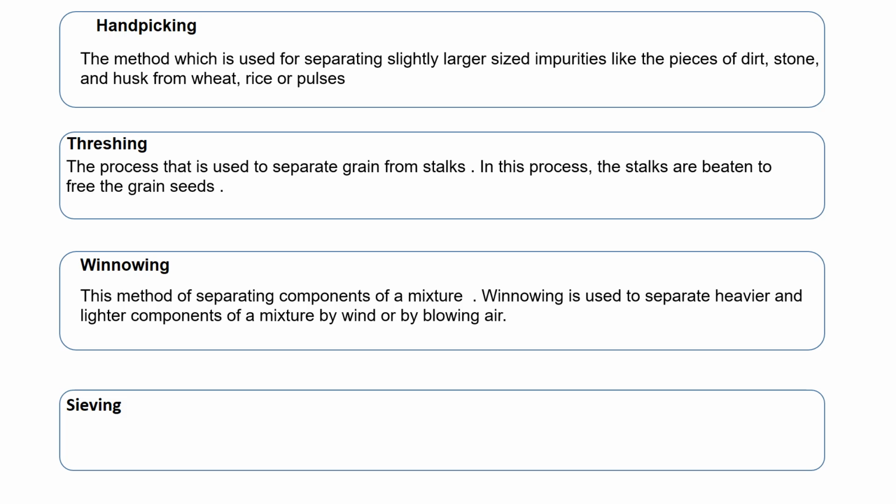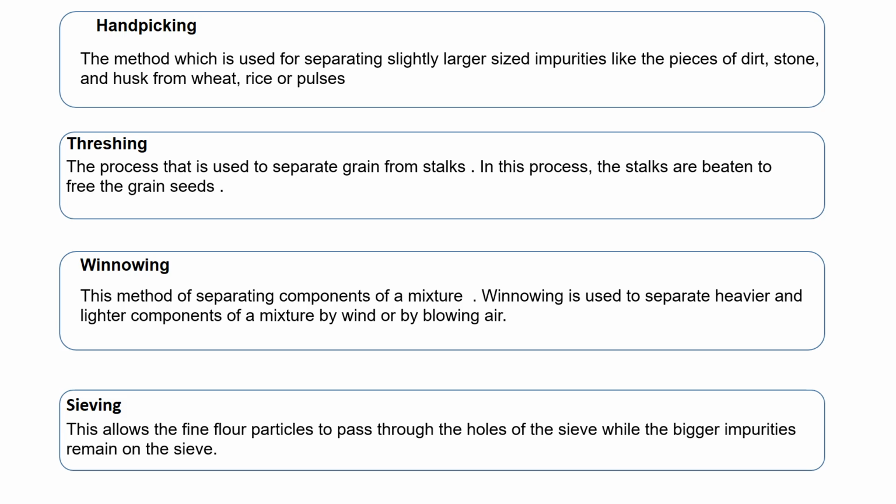The next process that we have discussed today is sieving. It is the process that allows the fine flour particles to pass through the holes of the sieve while the bigger impurities remain on the sieve. So these all are the convenient methods of separation that we have learned.